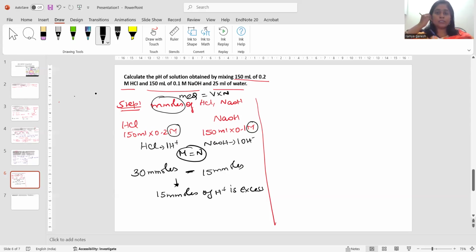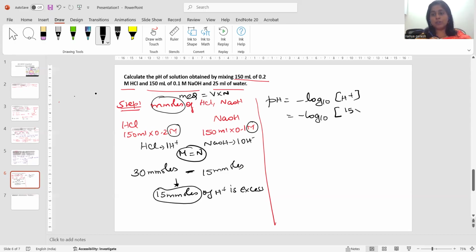But the question is to calculate the pH. How do you calculate the pH? pH is equal to minus logarithm to the base 10 of the H plus ion concentration, the molarity. What is molarity? Moles per liter. How many moles? It is 15 millimoles. Converting into moles, I have to multiply by 10 power minus 3, divided by the total volume of the solution.